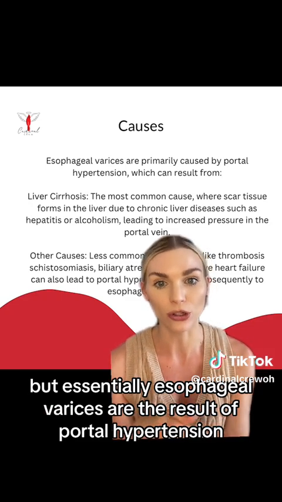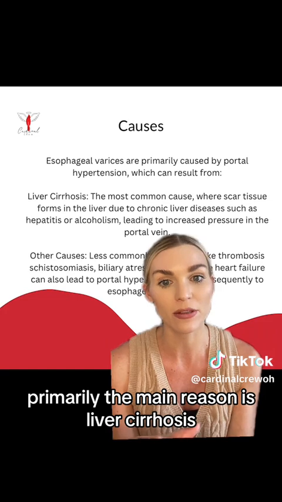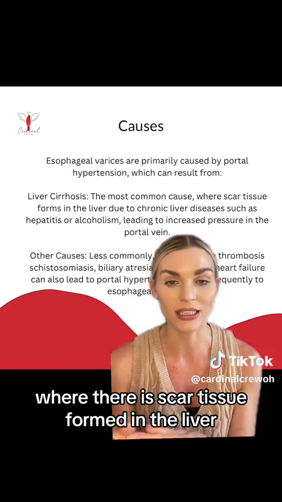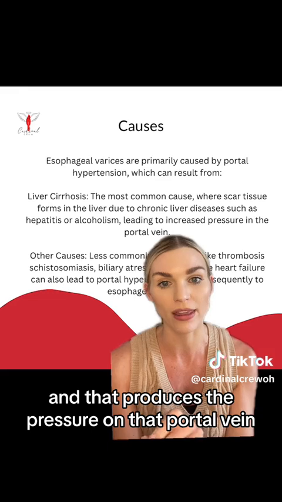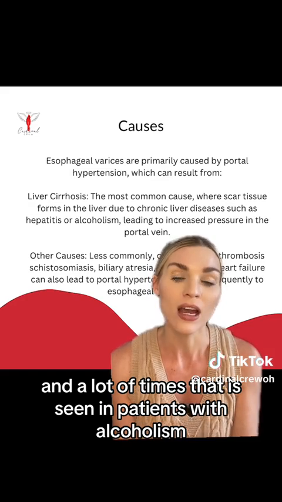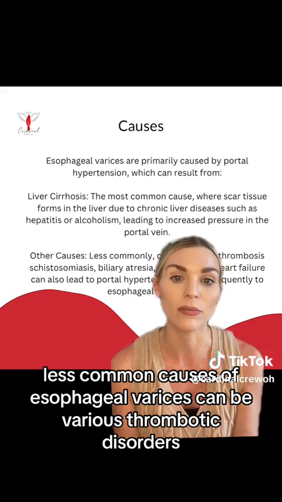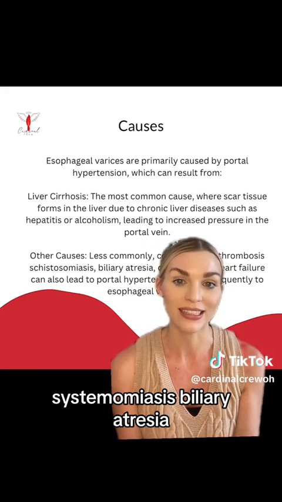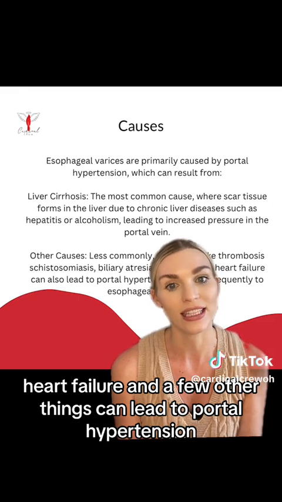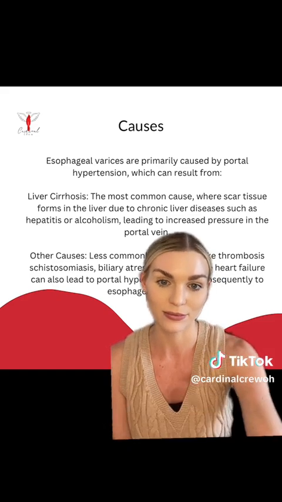So there are a couple different causes for portal hypertension and therefore esophageal varices, but essentially esophageal varices are the result of portal hypertension, and portal hypertension develops primarily, the main reason is liver cirrhosis, where there is scar tissue formed in the liver, and that produces the pressure on that portal vein, and a lot of times that is seen in patients with alcoholism. Other less common causes can be various thrombotic disorders, schistosomiasis, biliary atresia, heart failure, and a few other things that can lead to portal hypertension and develop these esophageal varices.